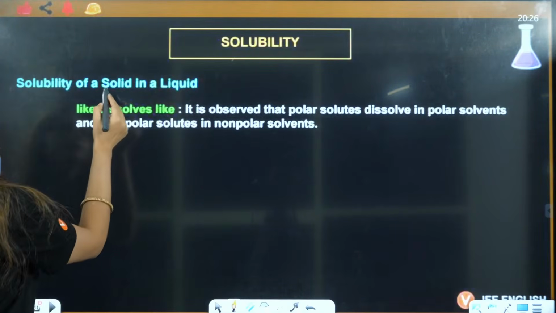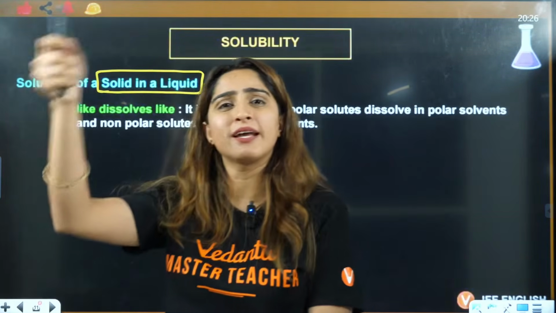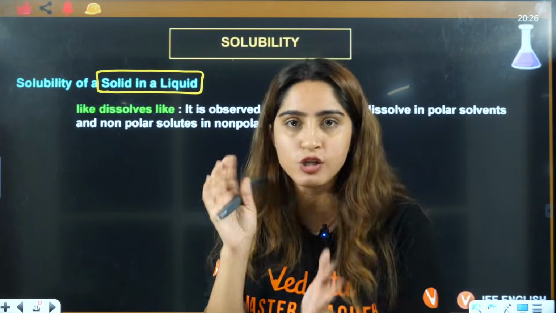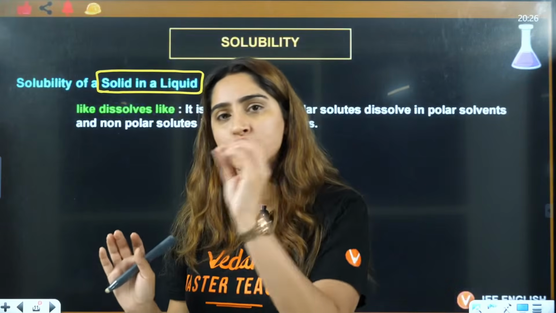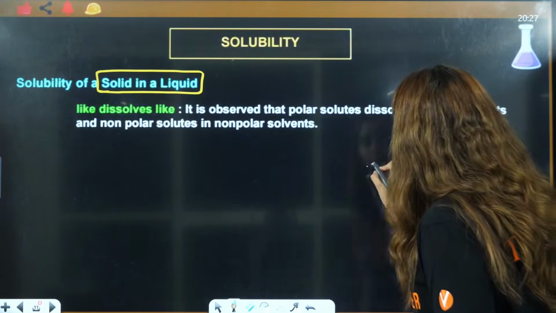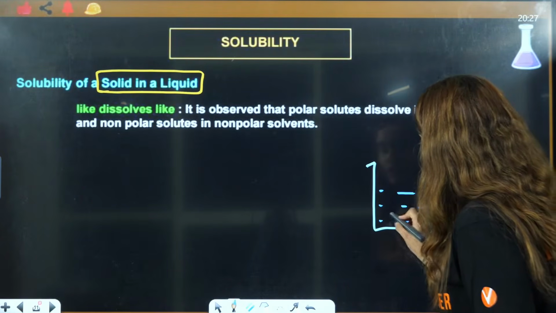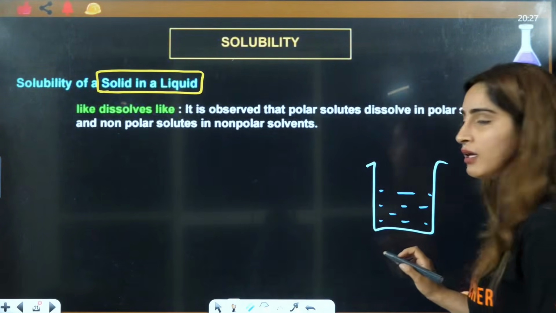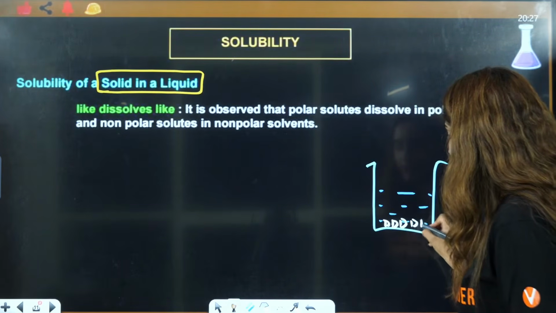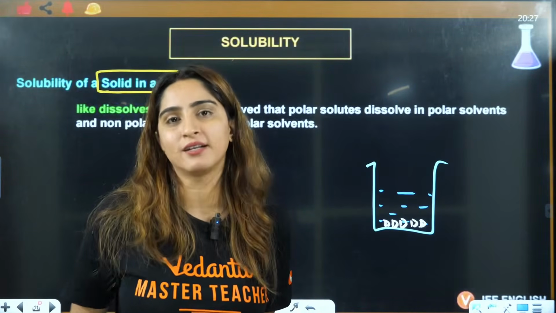Now, the first thing is solubility of a solid in a liquid. This is what I was talking about. When you have sugar and you are mixing it in water, you're like, okay, now I don't have any crystals of sugar. That means every particle of sugar is now mixed into the water, right? You have a beaker, you add water into it, then add sugar crystals, but you have not dissolved it, right? You have not even heated it, right?